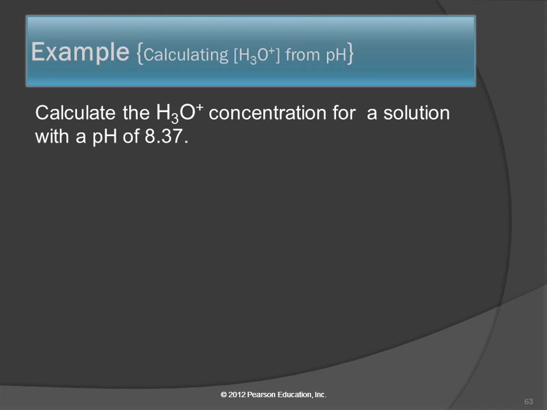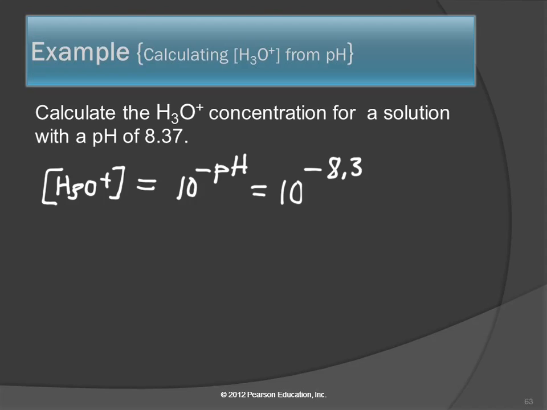So let's do an example. How do we use this? Calculate the hydronium ion concentration for a solution with a pH of 8.37. Well, we need to enter drawing mode first. Always a good move. We're just going to use the equation. The hydronium ion concentration equals 10 raised to the power of negative pH. Now, depending on your calculator, you're going to enter this in a different way. On the TI-30XA, so this is 10 to the negative 8.37.